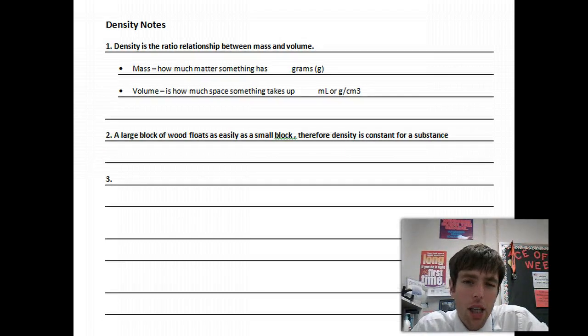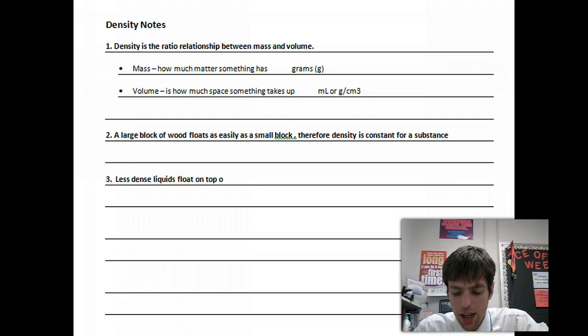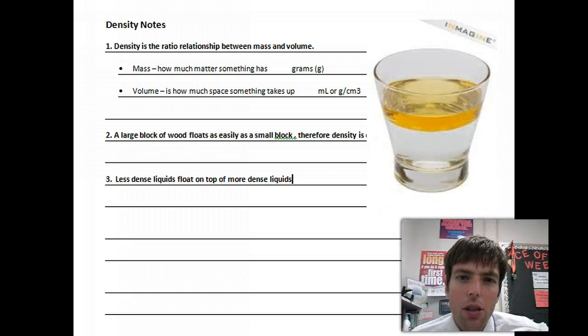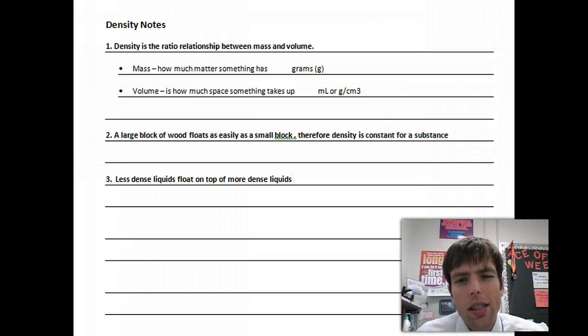And now for the final statement we're going to write down that's going to help us in our understanding of density, let's write about liquids and density. Let's write, less dense liquids float on top of more dense liquids. Remember that thing we saw in class the other day where I showed you oil and water and how the oil was floating on the water because it's less dense? So we're writing this statement down to remind us that liquids have density just like solids do.